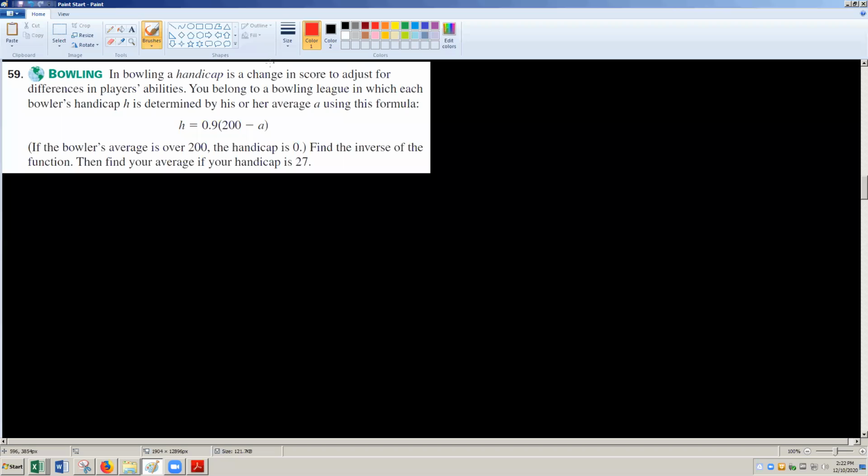In bowling, a handicap is set to adjust for the difference in player ability. You belong to a bowling league. Each bowler's handicap is determined by his or her average A using this formula. If the bowler's average is over 200, the handicap is 0. So Spencer's is 0. Find the inverse of the function. Then find your average if your handicap is 27. Okay.